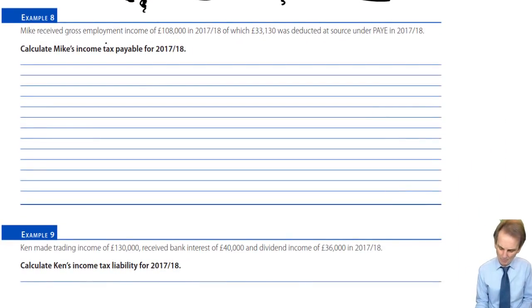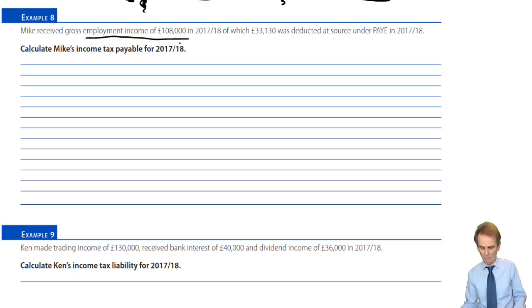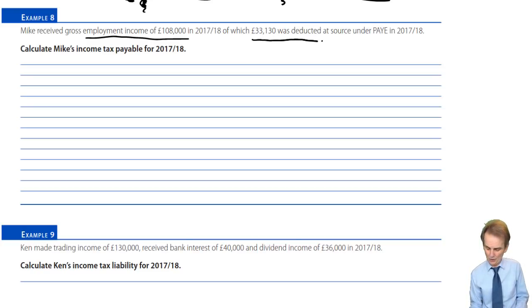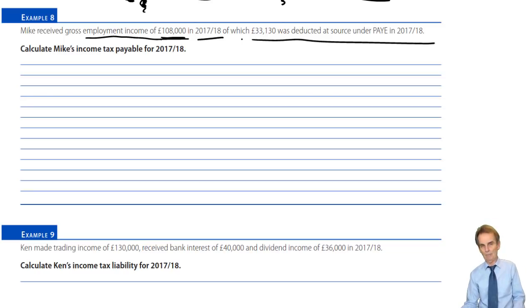Mike's got gross employment income. Gross employment income, salaries, wages will always be quoted gross, i.e. before deduction of PAYE. We're told here that £33,130 was deducted at source under PAYE. Why so much? Well, he's got a very large figure of employment income, £108,000 in our tax year 17-18.